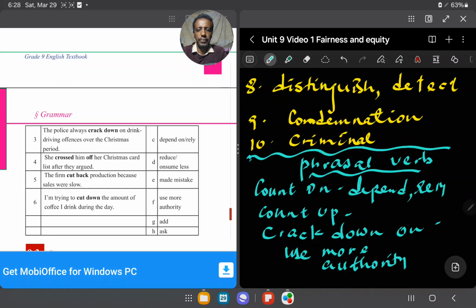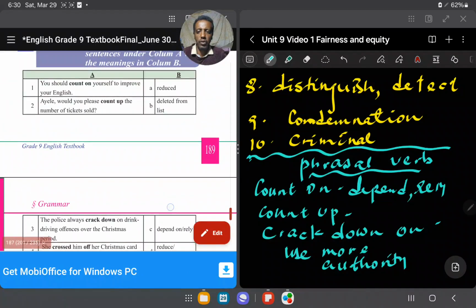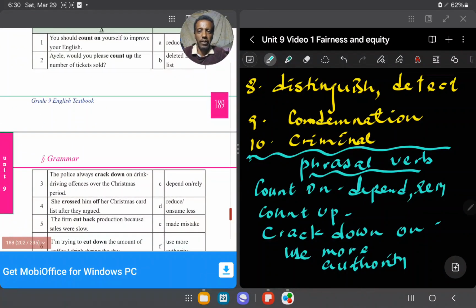Next one is number 4. She crossed him off her Christmas card list after they argued. Number 4. What does cross off mean according to the context? Based on the context, she crossed him off her Christmas card list after they argued. You can guess here. So cross off means delete from the list because they argued.